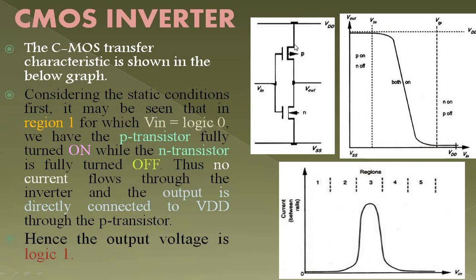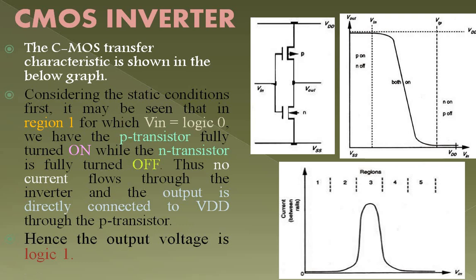This is the open switch. You will be directly getting your output voltage from your inverter, and you will be getting the output as V1. So there is no current flow through the inverter, and the output is directly connected to the VDD. Hence the output voltage will be logic 1. Inverter means you have to get the opposite output. Yes, I have given Vin as 0 volts over here, and I am getting the output as logic 1.